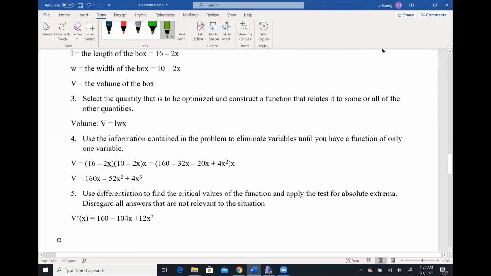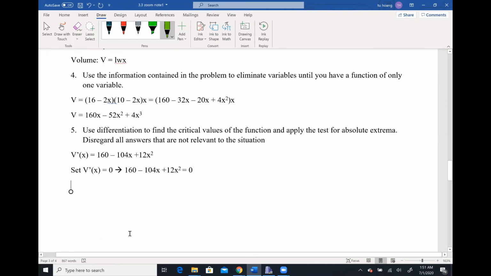And now you're going to set v prime of x equal to 0. Then you copy this, equal to 0. And now you will divide both sides by, say, 12.